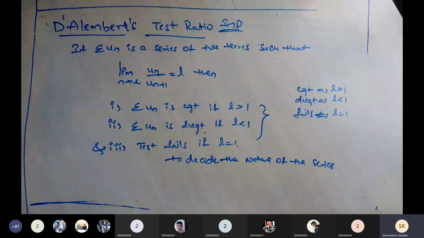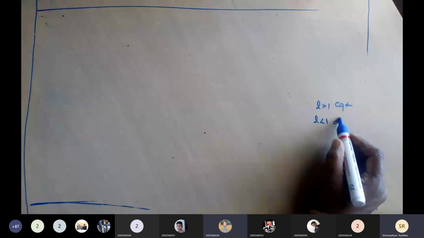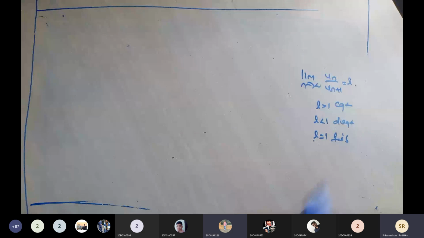Do you remember the conditions? Tell me the conditions. L greater than 1, convergent. L less than 1, divergent. L equals 1, the test fails. What is L? That is the main thing. L is the limit as n tends to infinity of un by un plus 1. Is it clear? Now write the one problem.